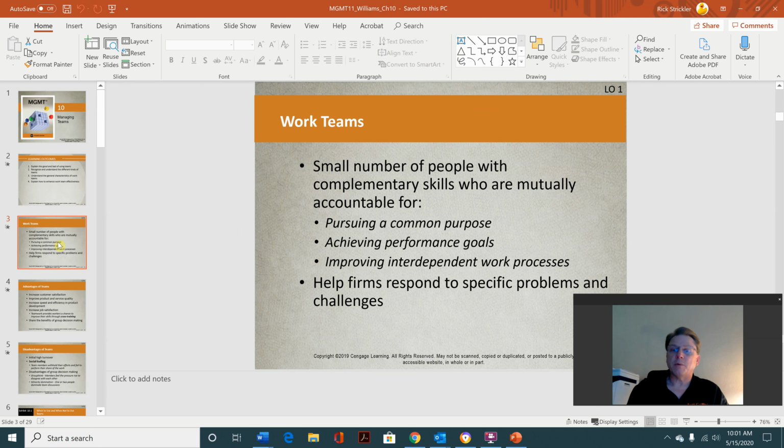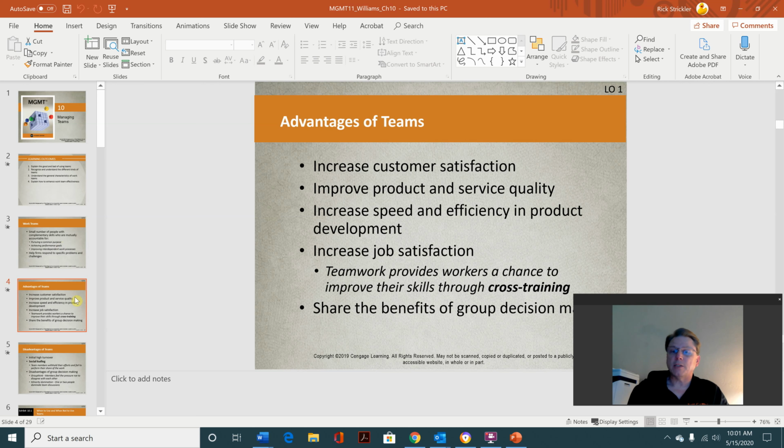A small number of people would be a work team, work group with complementary skills who are mutually accountable for pursuing a common purpose, achieving performance goals, improving independent work process. Help firms respond to specific problems and challenges. The advantages are increased customer satisfaction.